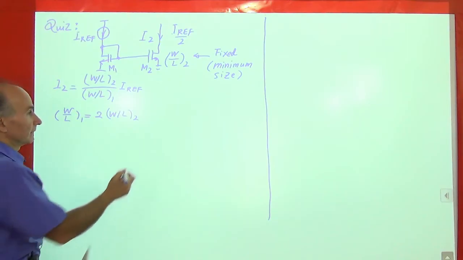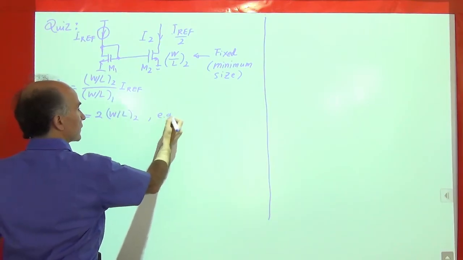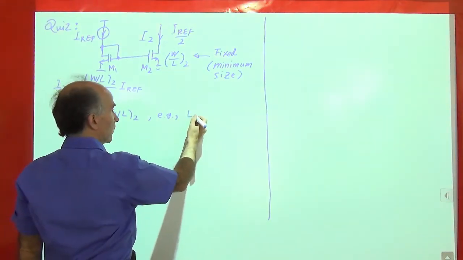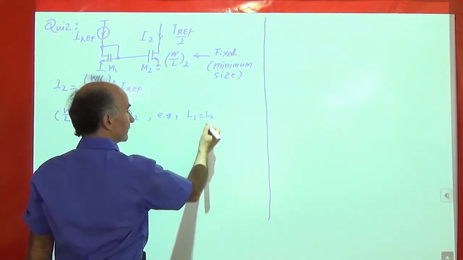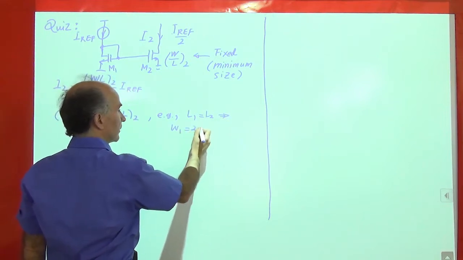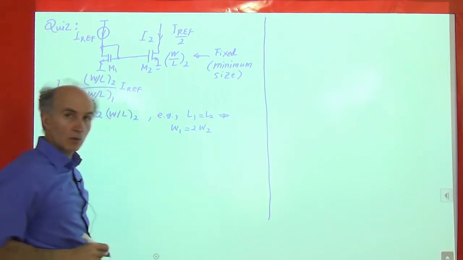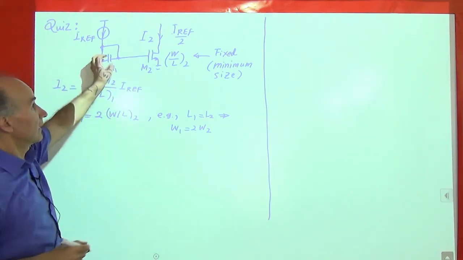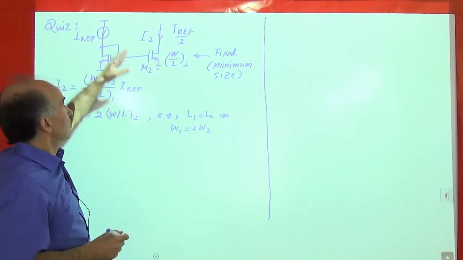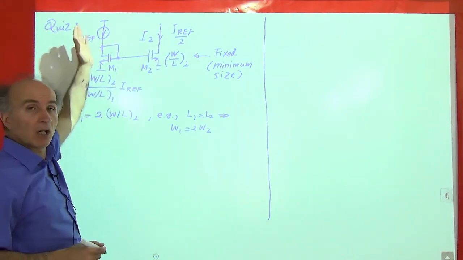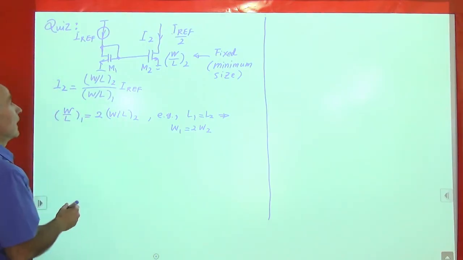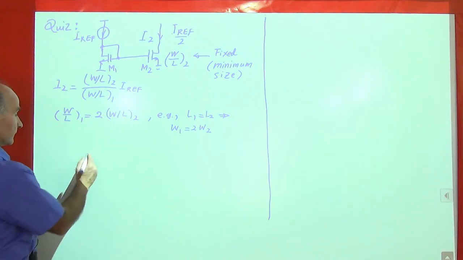So for example, let's assume, as we do all the time, L1 is equal to L2, and that means that W1 is equal to 2W2. So that's the proper choice. This device was wider than this device by a factor of 2, so that the current that this generates is half of the reference current. Another possibility is this.